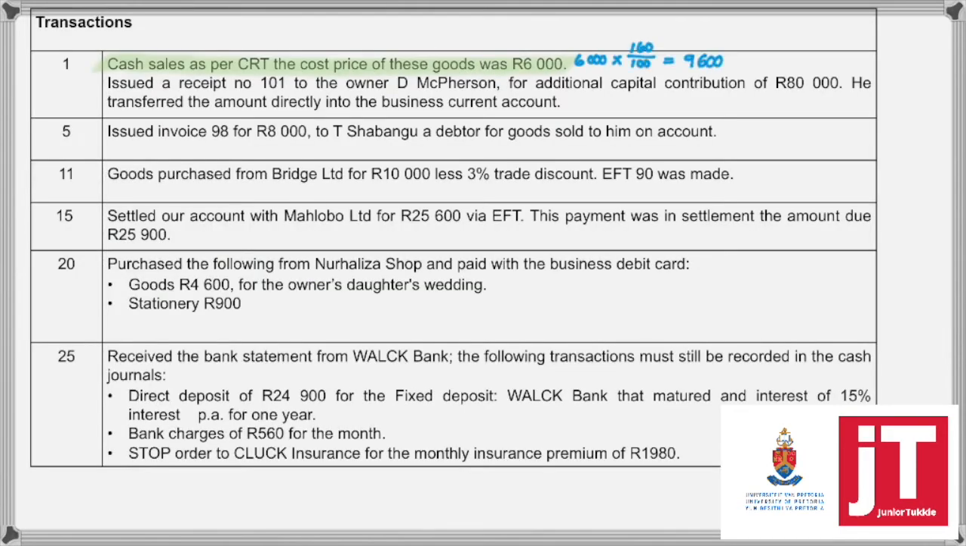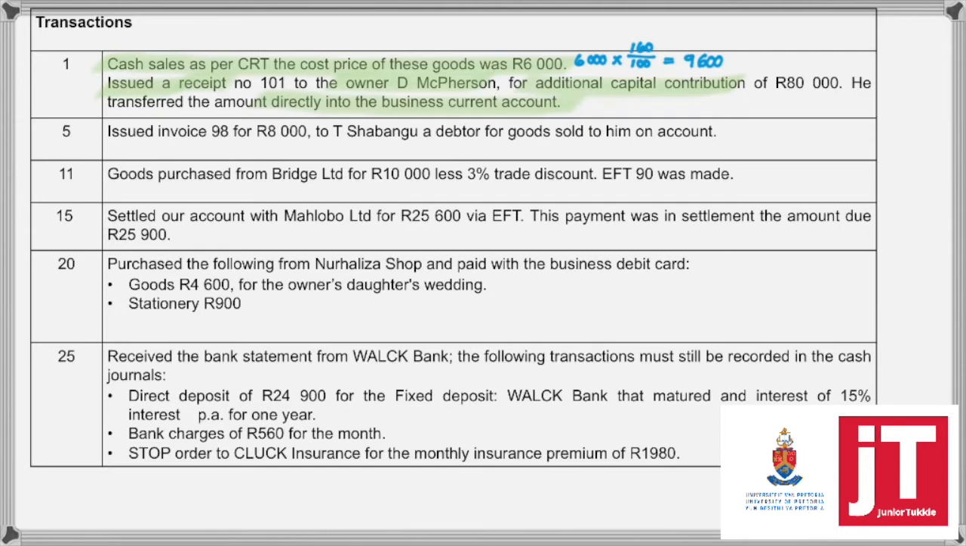The first transaction says cash sales as per the cash register roll, and the cost price of these goods is 6,000 Rand. So cash sales is CRJ. In this case, we have to work back to the selling price because they give us the cost of sales. So 6,000 times 160 over 100, because we're working towards the selling price, gives us a selling price of 9,600 Rand.